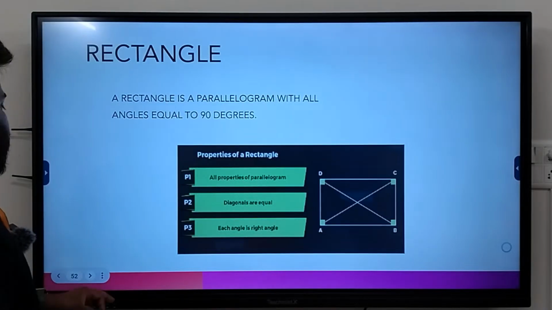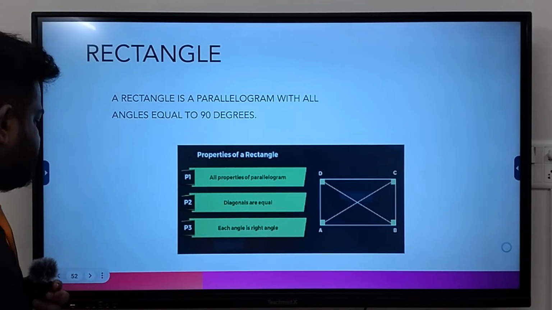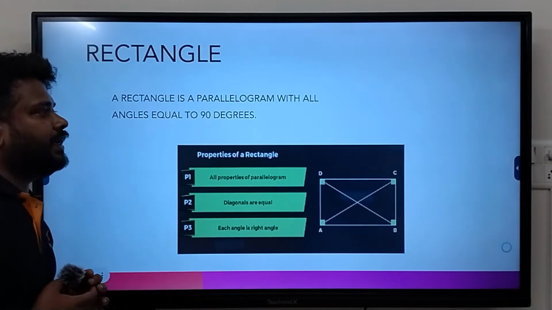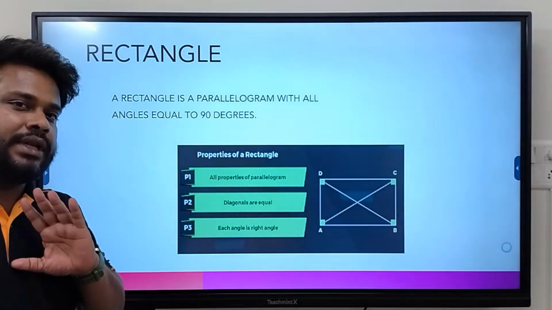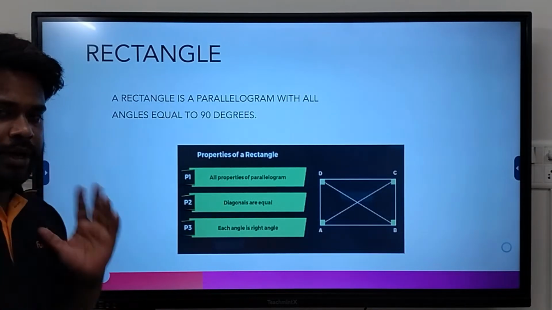From next class we will start from our rectangle. So let's end it here. This is lecture 1 of understanding quadrilaterals, and we have already finished up to parallelogram.